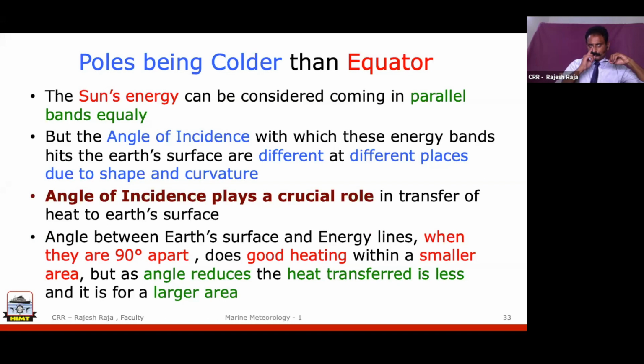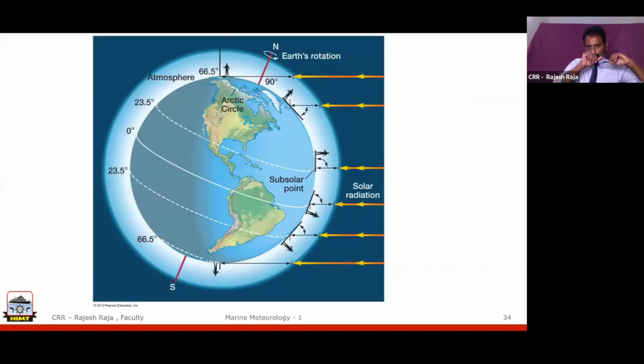Now, we will take an example. I'll show you a picture. If you take the two equinoxes, you will agree that the sun's rays are coming and hitting the equator at 90 degrees with the Earth's surface. So whenever you have this angle very close to 90 degrees, you will have a very good heating effect. And the area that particular band or the bandwidth of the sun's rays heats is small. So that means it is intense. Now, as the angle reduces, the heat transferred is lesser, and at the same time, it is spread to a larger area.